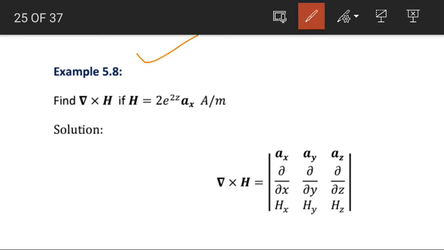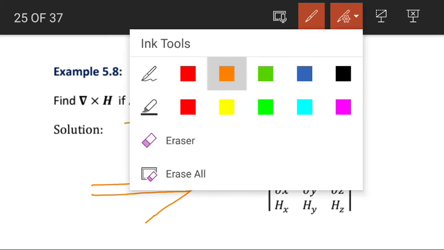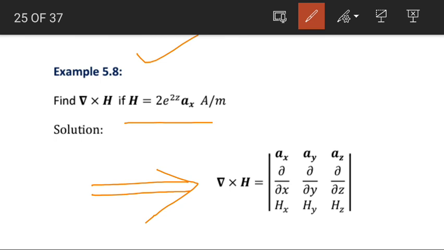This is example number 8, which says find the curl of the magnetic field intensity if the magnetic field intensity is 2e raised to power 2z ax ampere per meter. If you focus on the mathematical expression of the magnetic field intensity, it is in the rectangular coordinate system. So we consider the curl of the magnetic field intensity in the rectangular coordinate system, and we calculate it with the help of this particular determinant.